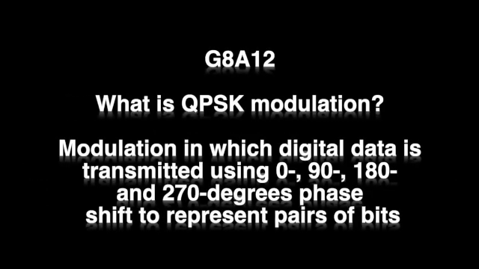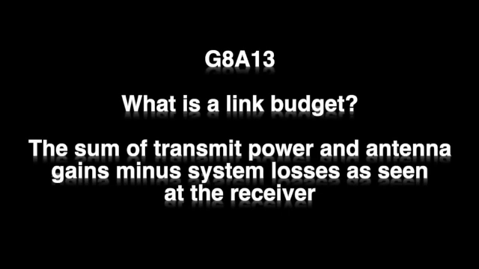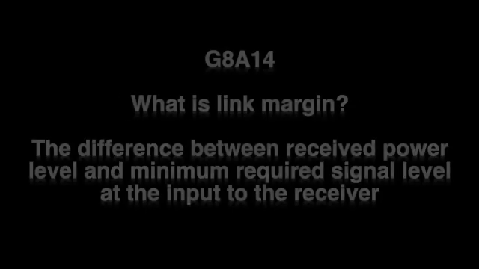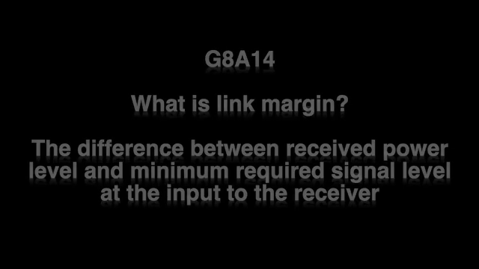G8A12. What is QPSK modulation? Modulation in which digital data is transmitted using 0, 90, 180 and 270 degrees phase shift to represent pairs of bits. G8A13. What is a link budget? The sum of transmit power and antenna gains minus system losses as seen at the receiver. G8A14. What is link margin? The difference between received power level and minimum required signal level at the input to the receiver.